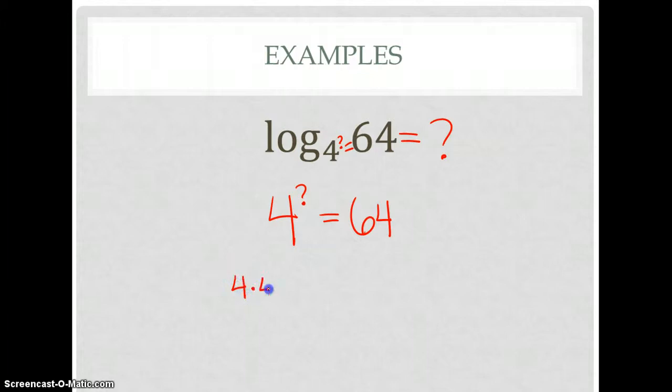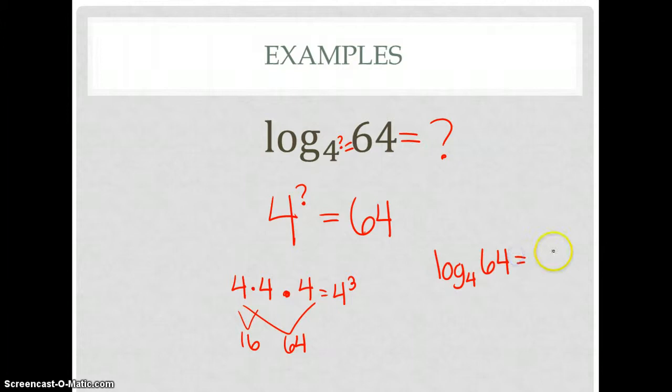Well, 4 times 4 is 16, times another 4 would be 64. So this is 4 to the third power. So the question mark we're looking for, the actual answer, log base 4 of 64, would be 3, because that's the power you raise 4 to get 64.